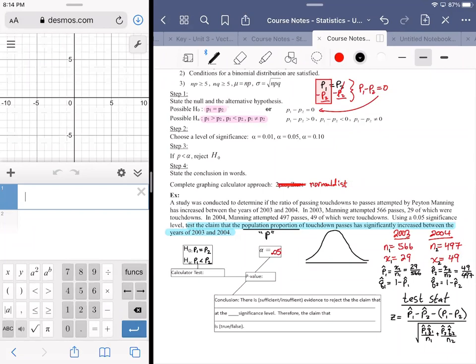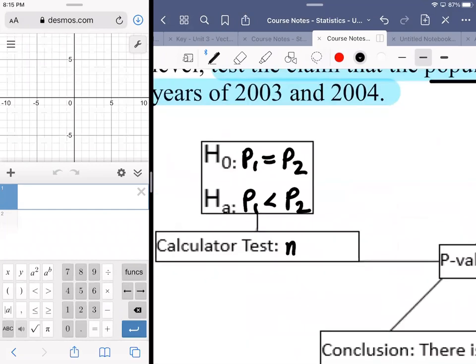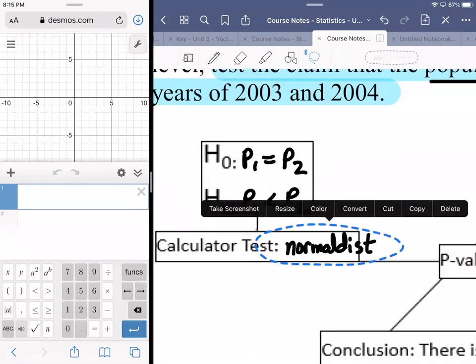All right, so it's just a matter of how substantial that increase is. But that's not what a hypothesis test will give us anyway. It'll just tell us whether there's a significant increase. It just won't tell us what the amount of increase is. Further investigation is required for that. The calculator test is the normal distribution, what I mentioned before.